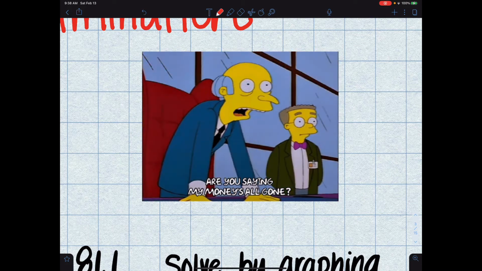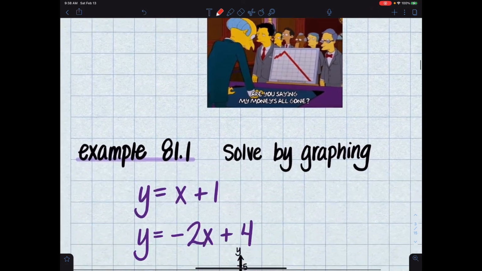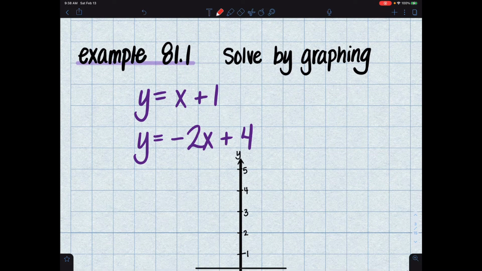That's not a happy graph to see if you're talking about money. Are you saying my money's all gone? Okay, that would be pretty bad if Mr. Burns lost all his money.